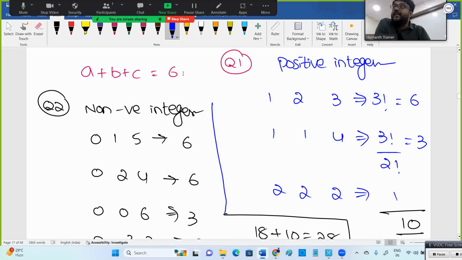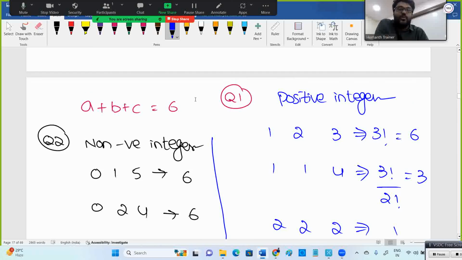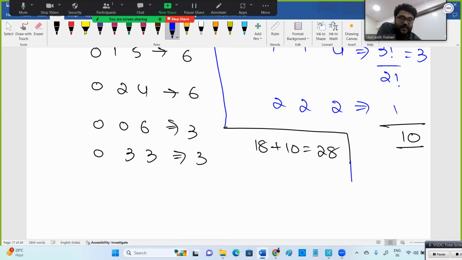So n minus 1 means 5. C 3 minus 1 means 2. 5C2 is nothing but 10. Not 30. 5C2 value 10 only. 5C2 is 5 into 4 divided by 2. 20 divided by 2, it's nothing but equal to 10. 5C2 is 10 only. Right.